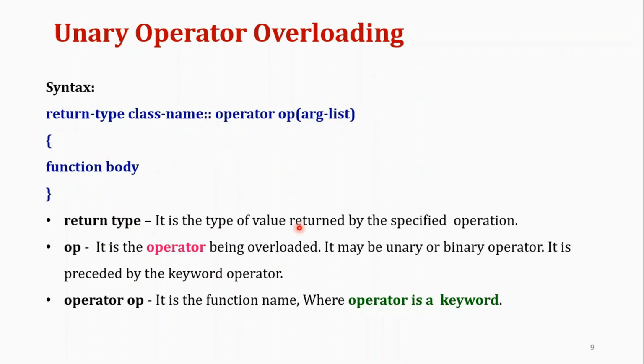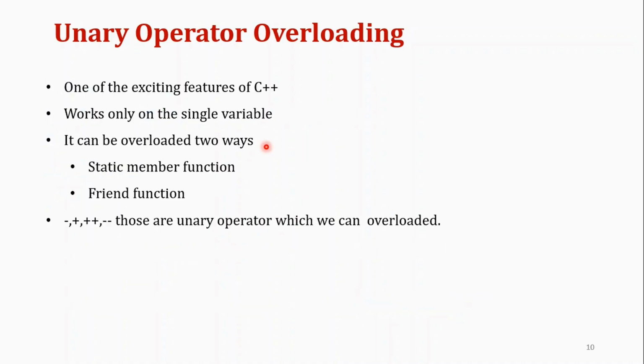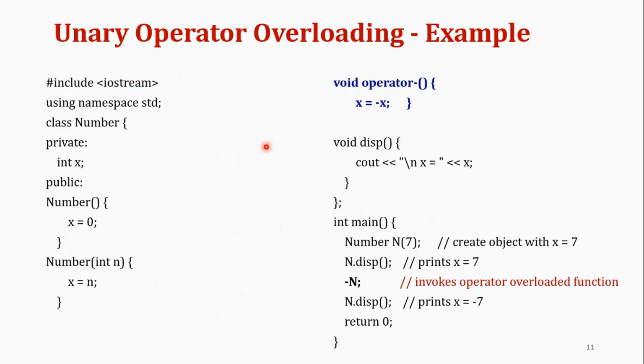So we know return type is any valid return type for the function. Most probably return type is actually object type or class type, and OP is the operator overloading. What is the operator to be overloaded? So that operator, and operator is a keyword, so it's a must. So that is the unary operator overloading syntax. And let us see the example for unary operator overloading.